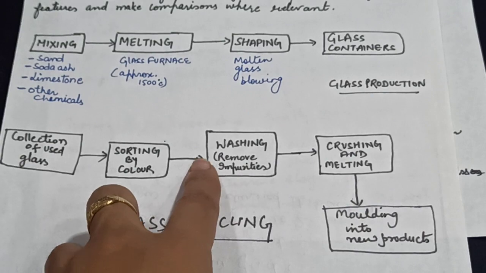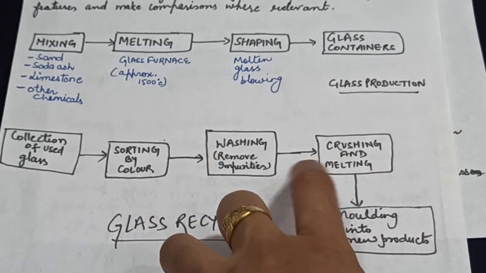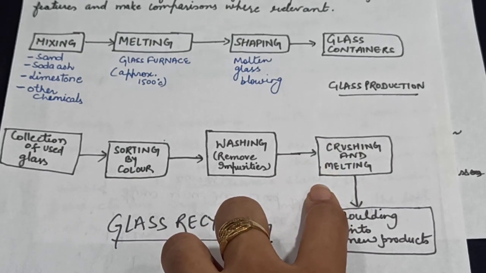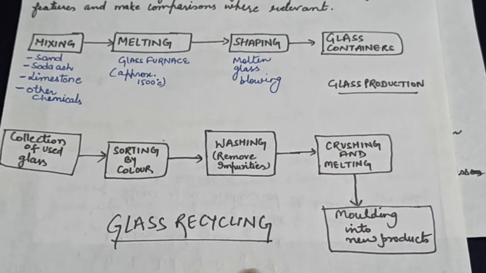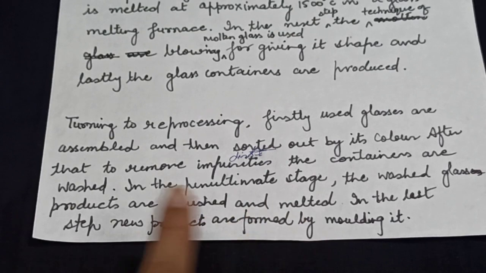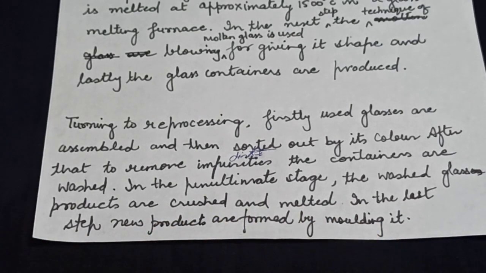Let's have a look now. Washing takes place for removing impurities, and then after that in the second last stage, crushing and melting of the washed products take place, and then molding into new products, means they are given a shape and new products are formed. Now in the last step, new products are formed by molding. It means by giving it a shape.